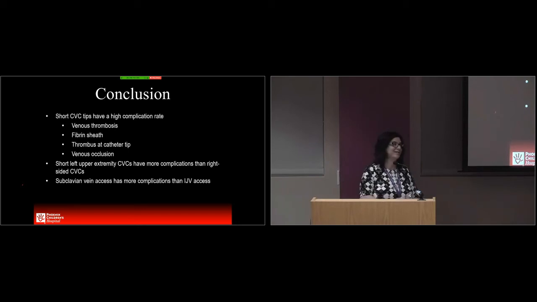So in conclusion, catheter tips that are high in position or short have many more complications than well-positioned lines or even deep lines. And the complications include thrombus formation, fibrin sheath, blood clot, and then permanent venous occlusion. A short left upper extremity line has more complications than a short right upper extremity line. And subclavian vein access has more complications than internal jugular venous access.